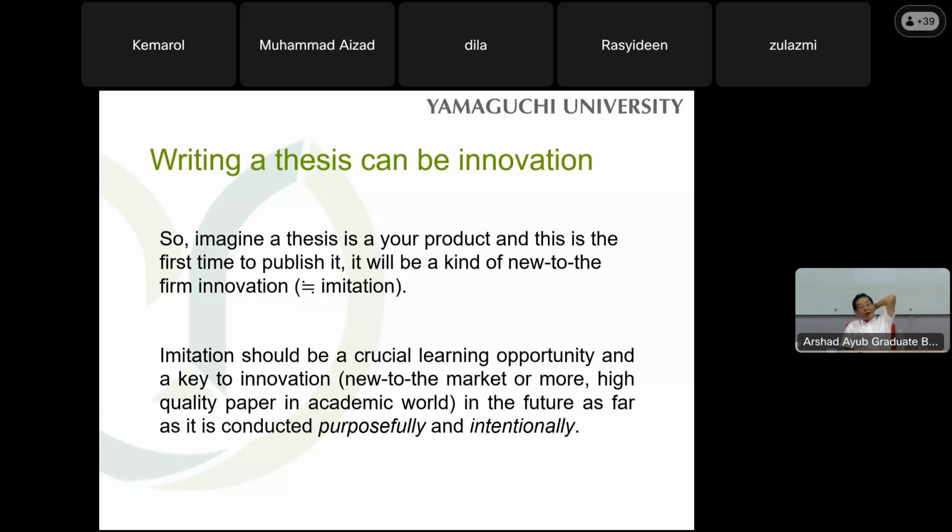And again, never be ashamed. Imitation should be a crucial learning opportunity and the key to innovation in the future, new to the market or new to the world, such as a high quality paper in academic work, as long as imitation is conducted purposefully and intentionally.